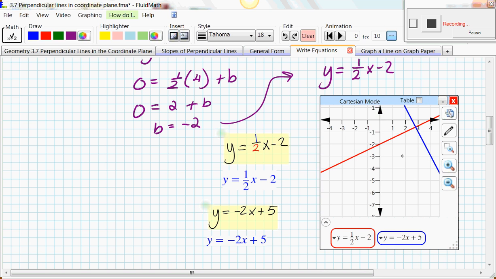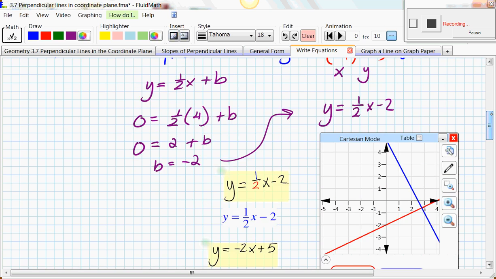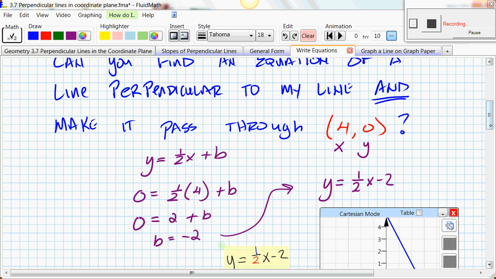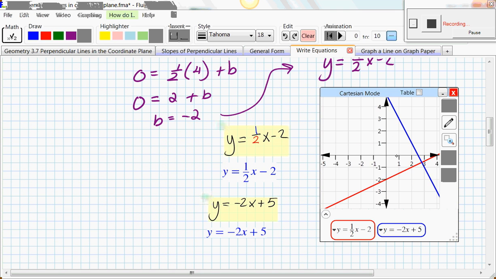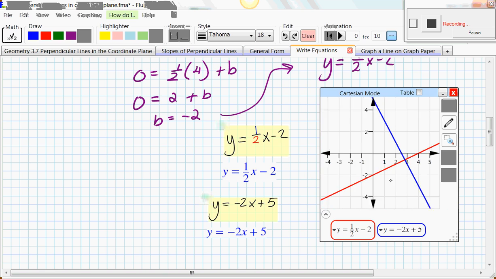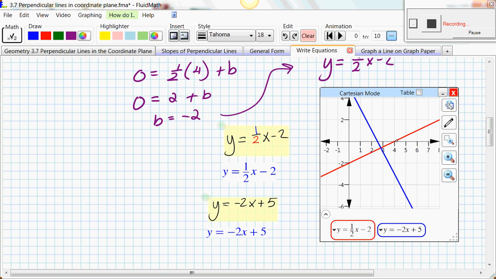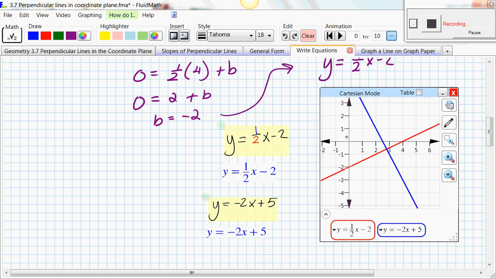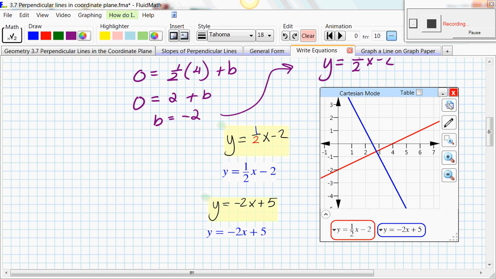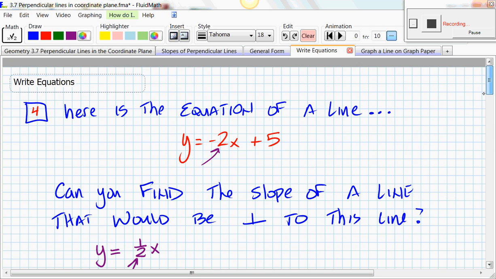And the other criteria was what? That the line had to go through 4, 0. So if I move the graph over, does it go through 4, 0? It sure does. So the answer is 1/2 x minus 2. That's the one that we're looking for. And it goes through the point 4, 0. Look and see right there. So you'll definitely know how to do one of those. That'll be on the quiz.